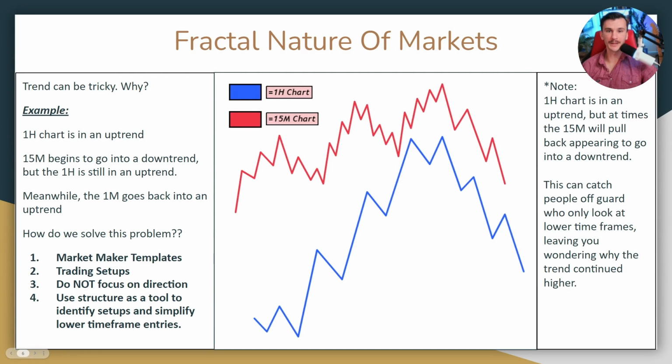The fractal nature of markets. The idea that everything happening on a higher time frame is happening far more frequently down on a lower time frame. If I were to take this 1 hour uptrend and put a magnification of a lower time frame, this is a 15-minute sort of trend that you can see. You can imagine in this up leg of the 1 hour chart, the 15-minute chart is making a series of swings. And in this 1 hour pullback, the 15-minute chart may appear to go into a downtrend.